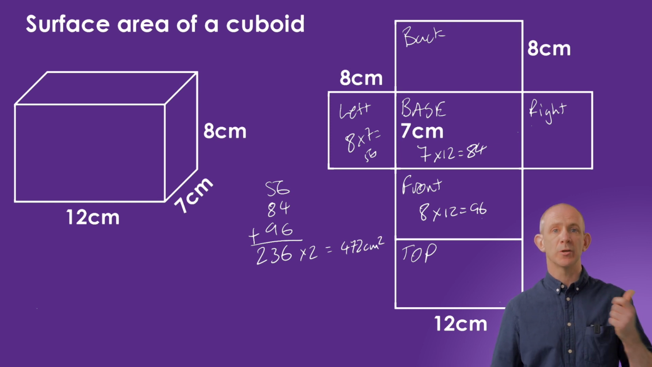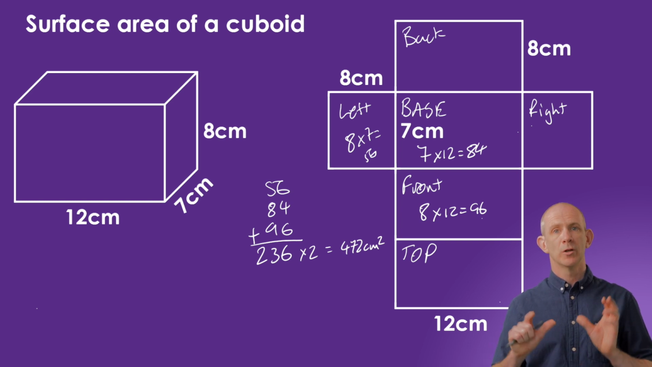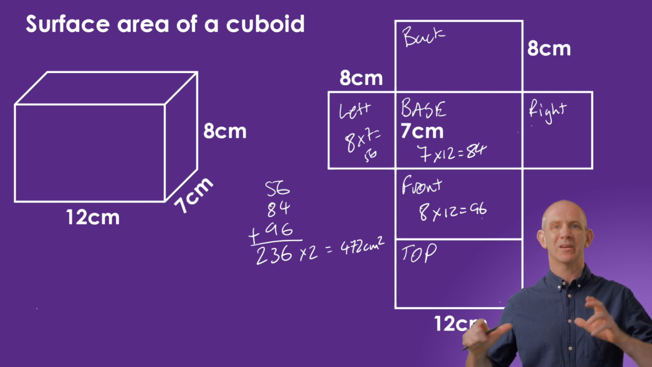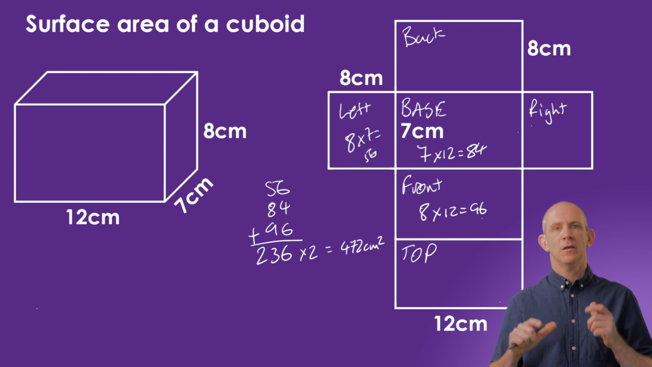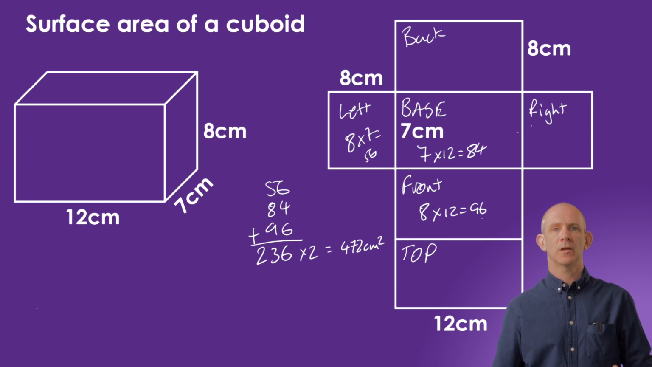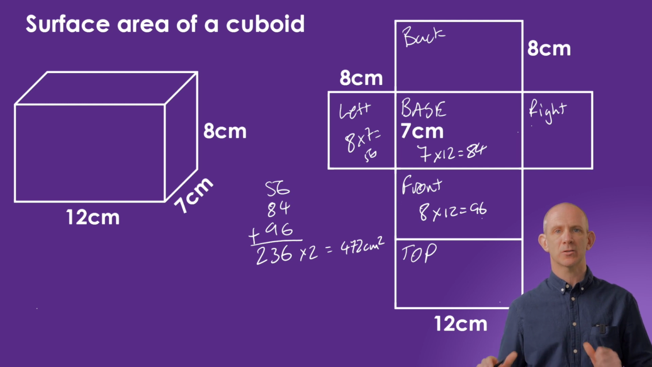It's a good time to note that we're using centimeters squared with this measurement because although it's a 3D shape, we're looking at the two-dimensional shapes that cover the outside of it. As we'll see throughout this video, unfolding and getting the net of a cuboid is key to working out the surface area of any three-dimensional shape.